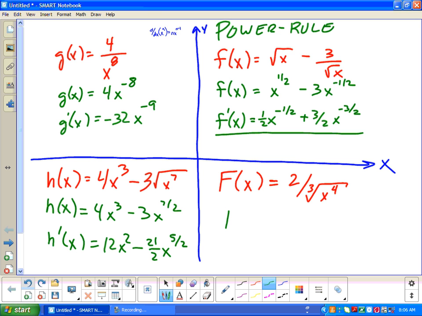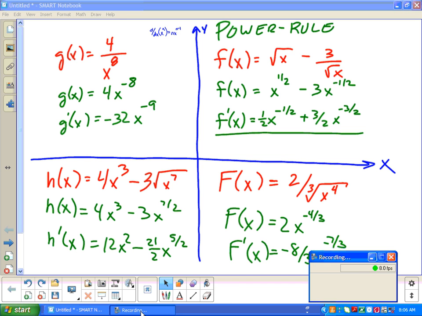And the last one, capital F of x. If I bring it to the top, and I do it, everybody, I did two things in the same step. I brought the exponent to the top. Now f prime is negative 8/3 x to the negative 7/3. All right, I got 4 more. Let's try 4 more.